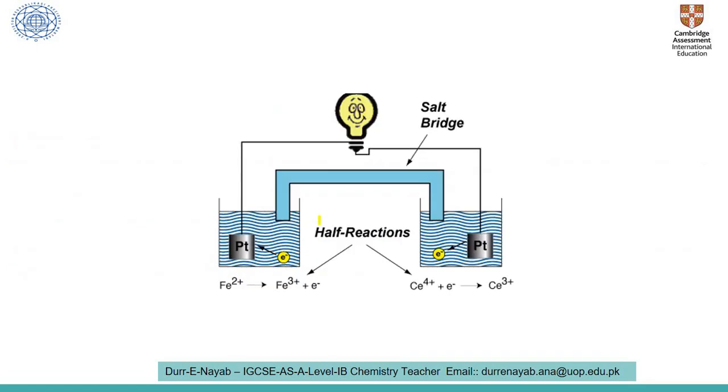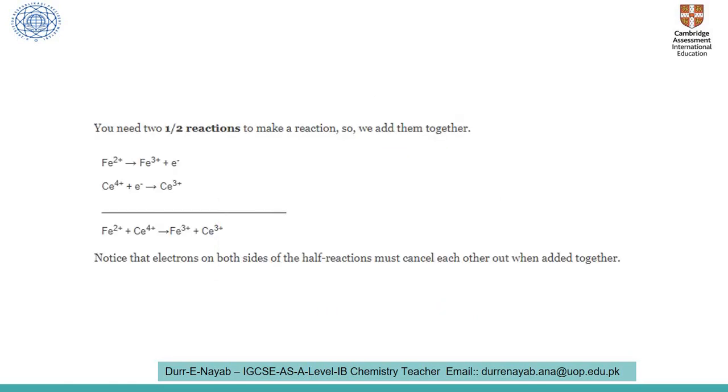Now they have discussed how this transfer of electron happens. When iron goes from +2 to +3, there is a loss of electron. You have to write it on the right side of the half reaction. In cerium, there is a gain, so what happened? The oxidation number decreases. But in the oxidation process, the oxidation number increases by the loss, whereas in the gain of electron, the oxidation state decreases from +4 to +3.